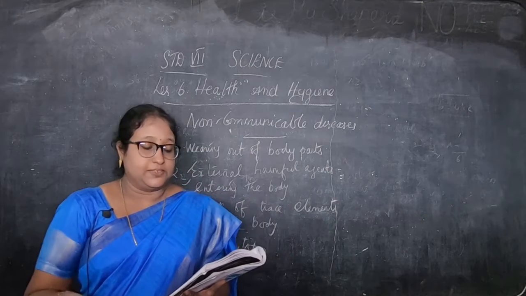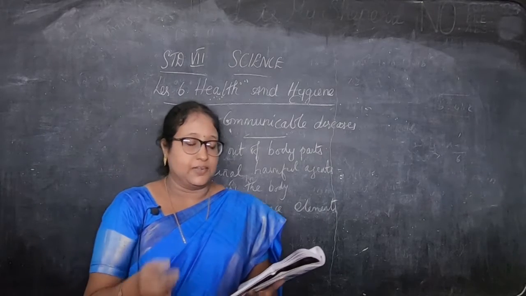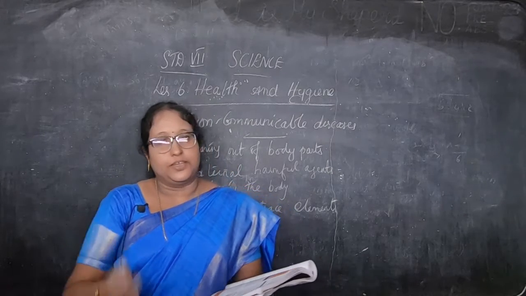Then pills, what are the tablets you have to take? Cod liver oil tablet and ferrous sulfate. These are the prevention and the treatment of the anemia.